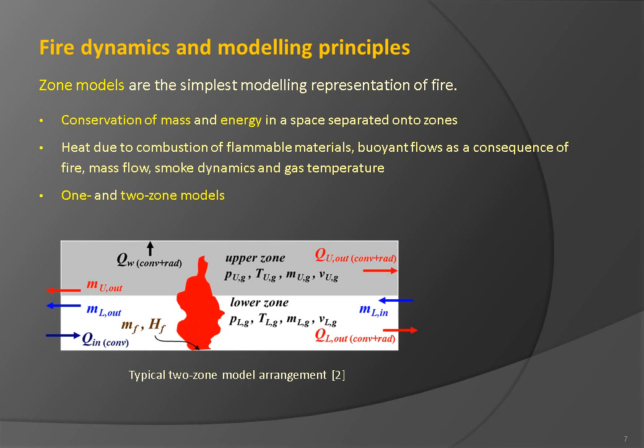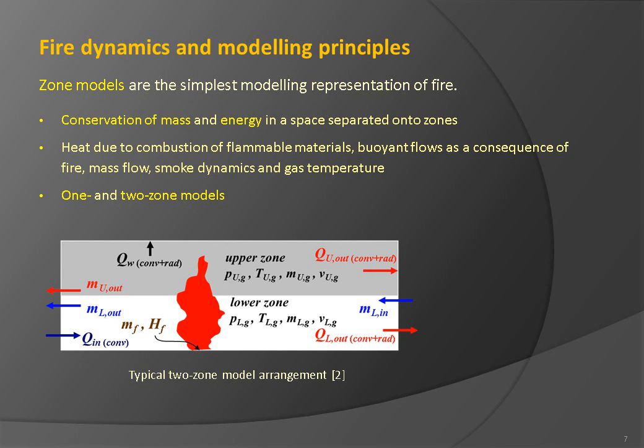In front of us is a typical arrangement of a 2-zone model. The space is separated onto a hot upper zone and a cold lower zone. The conditions, that is temperature, density, and pressure, are treated as uniform in each zone. For the fire itself and for 2 zones, a set of mass and energy conservation equations is defined. They relate conditions between the zones and allow simulation of different fire scenarios.